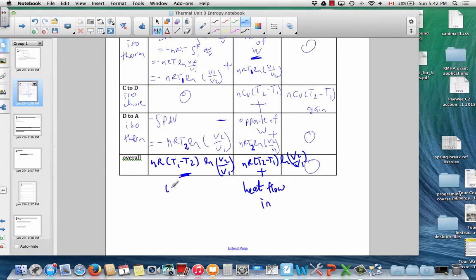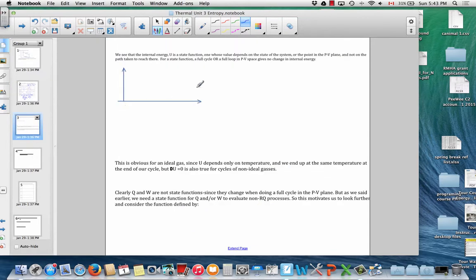And here you're getting work out, or work done by the gas. So what we see is that U is a state function. You do a complete loop, you end up back in the same state, there's no change in internal energy. But neither work nor heat is. And I suppose that's useful because in this cycle, we've managed to convert some thermal energy into work done. So this would be an engine. But we would like to look for a state function related to thermal energy flow.